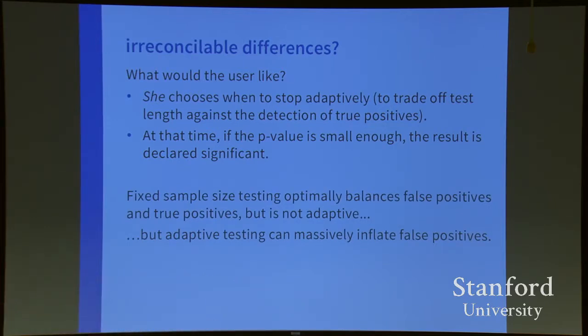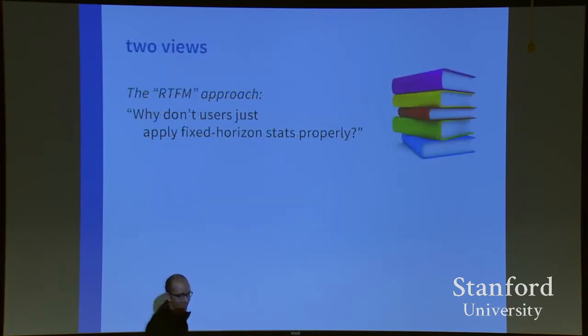Fixed sample size testing is really nice because it optimally balances false positives and true positives, but it's not adaptive. On the other hand, adaptive testing, while meeting the first goal, massively inflates false positives if we use the same p-values. When I was confronted with this, the first thing I did was talk to my colleagues here and ask, okay, what should we do? The first suggestion was, in a safe-for-kids version, abbreviated as the RTFM approach. At some level, one version of putting support into the platform would be to just tell people, here's how you run a fixed horizon experiment.